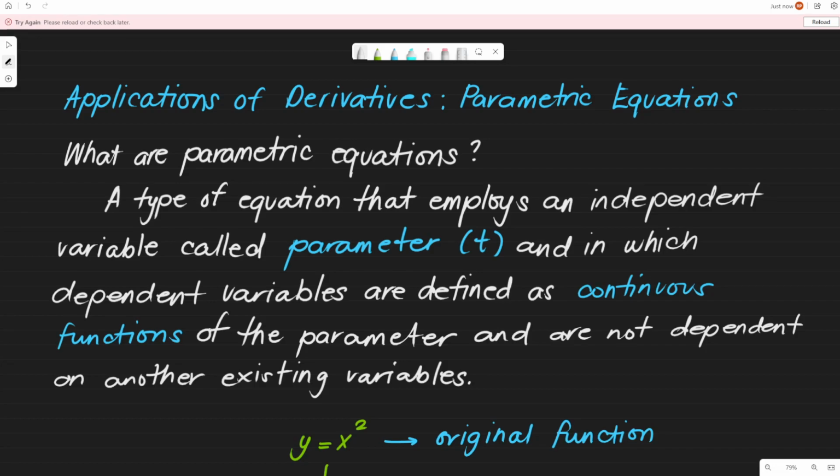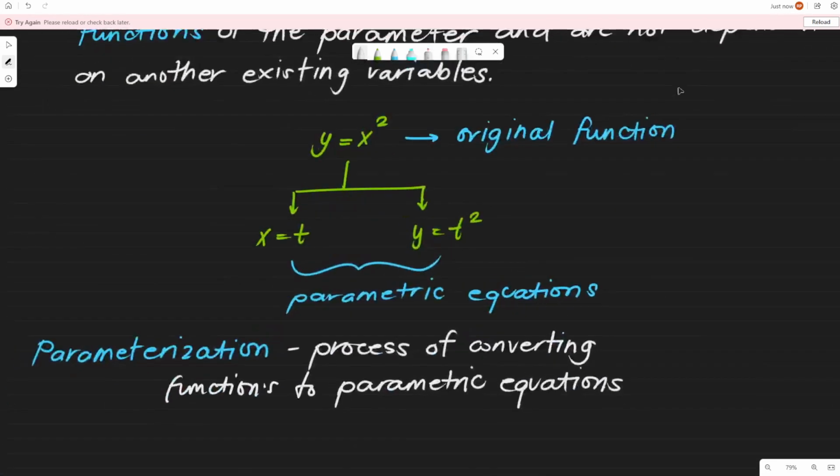So, we will now discuss one of the important applications of derivatives, that is parametric equations. What are parametric equations? These are types of equations that employ an independent variable called a parameter, denoted by the letter t, and in which the dependent variables are defined as continuous functions of the parameter and are not dependent on other existing variables.